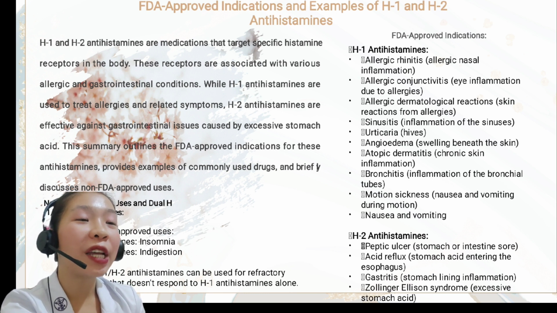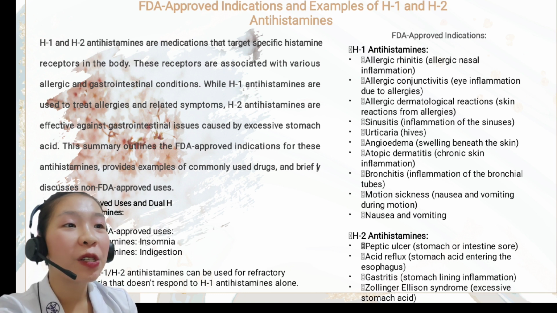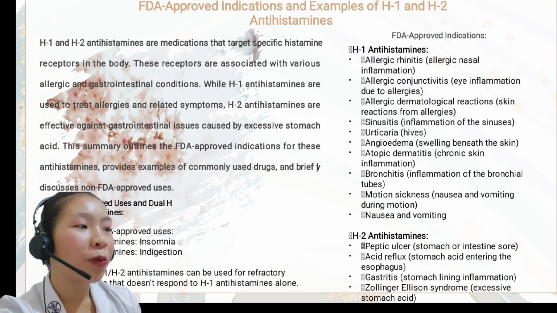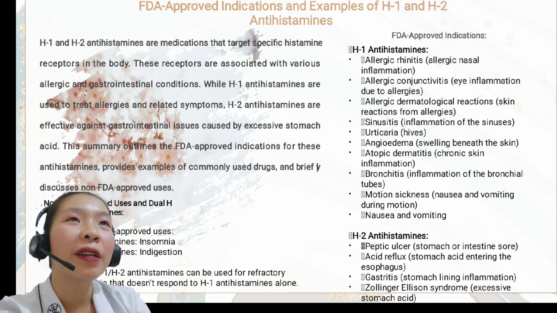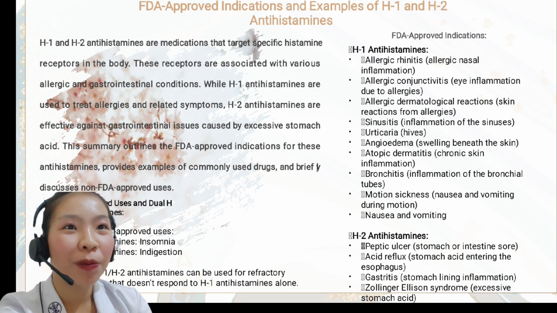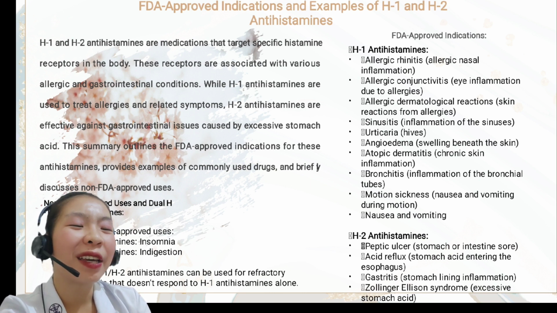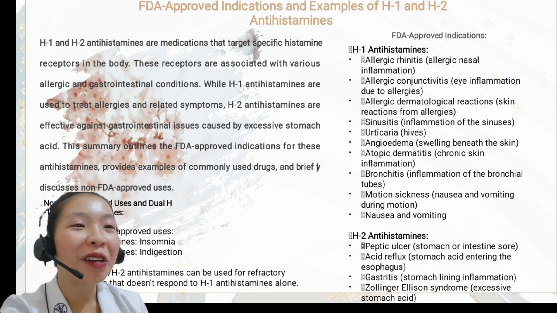Now for H2 antihistamines, we have the following. The peptic ulcer, so it is the stomach or intestine sore, or the inflammation of our stomach lining. So maybe this is the most common complaint from the people we know, especially older people. Just like my mom, she would often complain about having a very painful feeling in her stomach. So she would most likely drink Kremil-S for her indigestion.